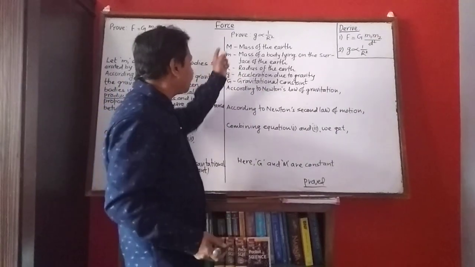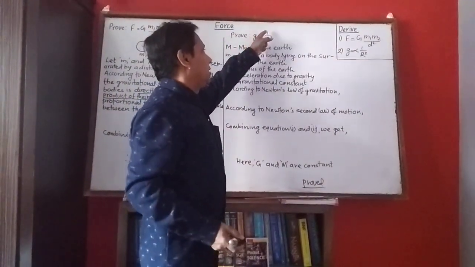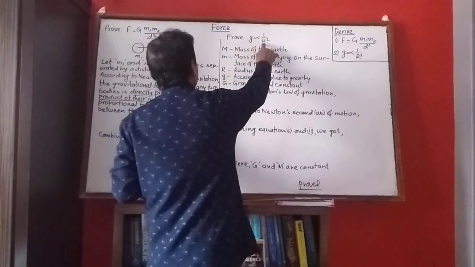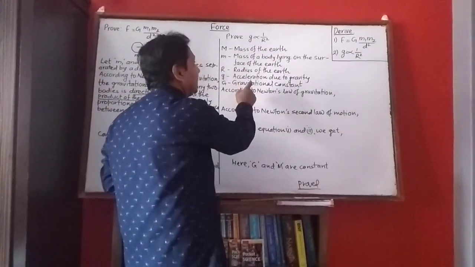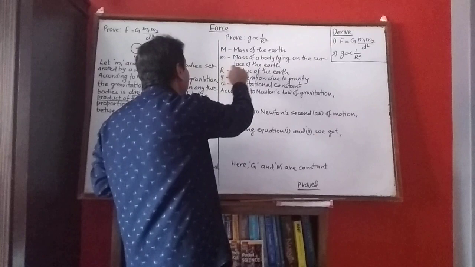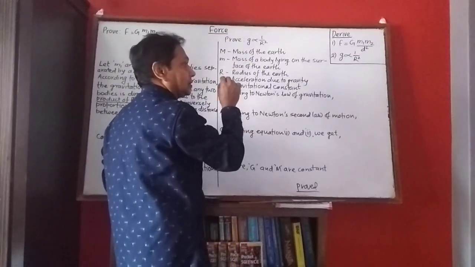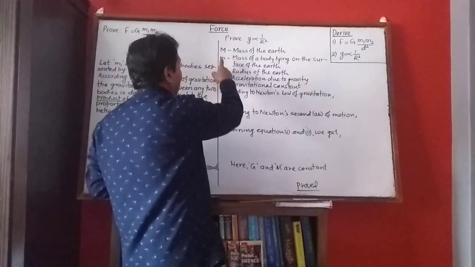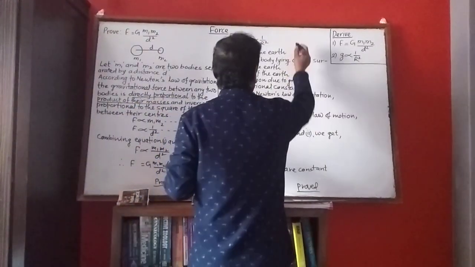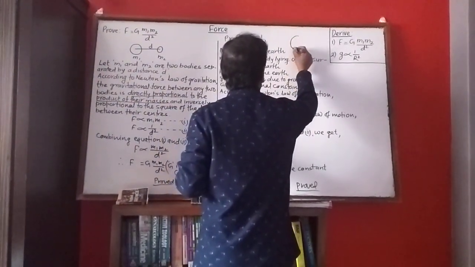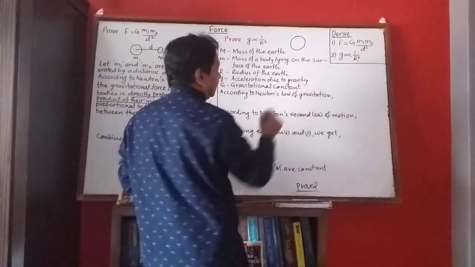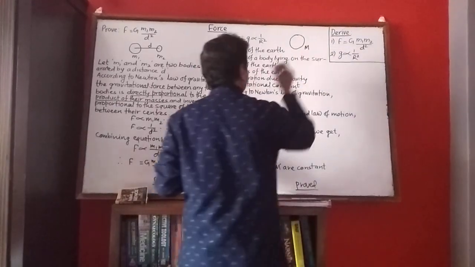Look at this. Prove that g is inversely proportional to the square of the radius of the earth. The meaning is, if the radius of the earth is more at a place, g will be less. If the radius of the earth at a place is less, then g will be more. Now for this we are going to consider something. Look at this, let's say this is the mass of the earth. It is taken as capital M.